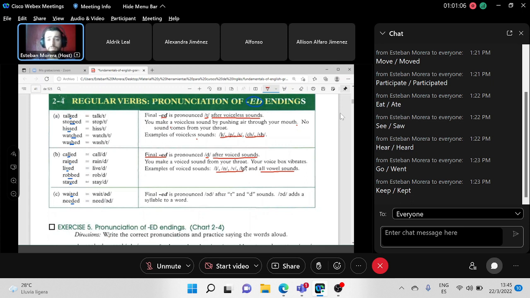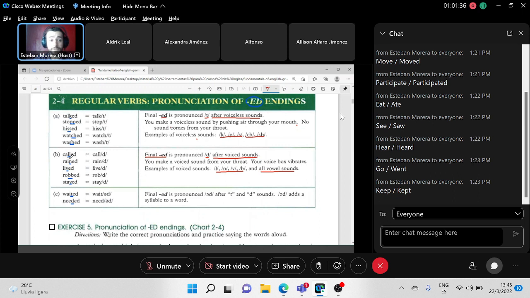They vibrate. They have vibration. When we pronounce them, they vibrate. So final ed is pronounced d after voiced sounds, or after sounds that have vibration. If you pay attention to these examples, the final sounds vibrate. For example, call, final sound, letter L. It vibrates. Pronunciation of the ending: d.